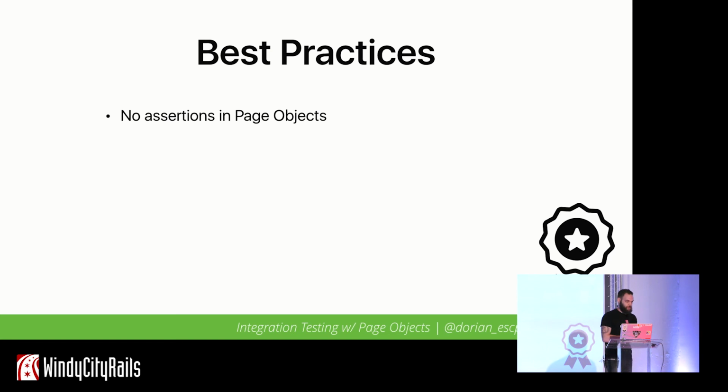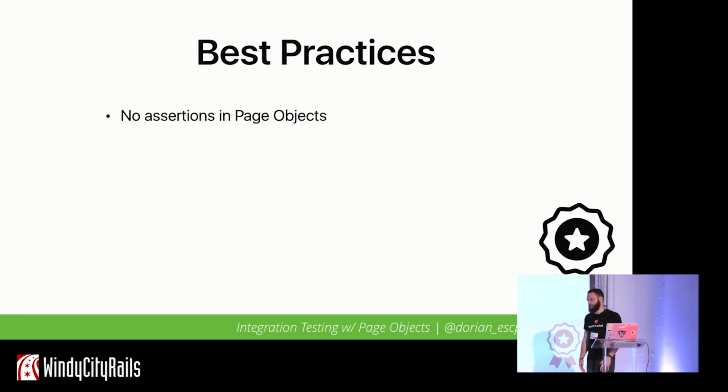There are no assertions in page objects. It's maybe debatable. Some people might like that. I think that assertions semantically belong in your tests. They don't belong in your page objects. That's an abstraction for the page.